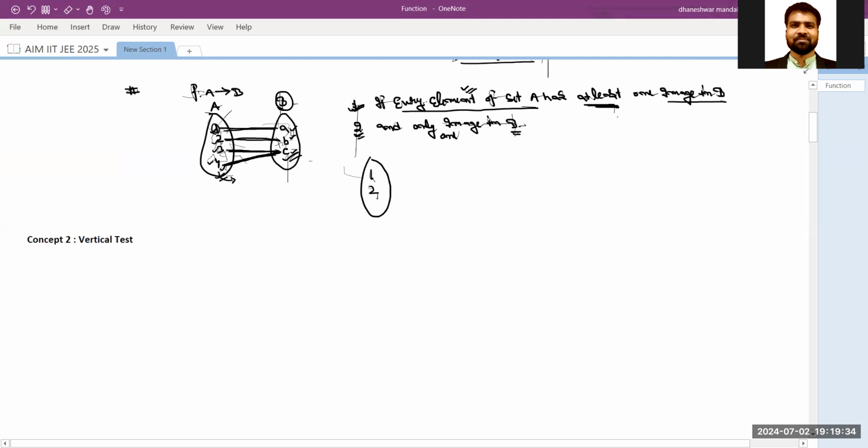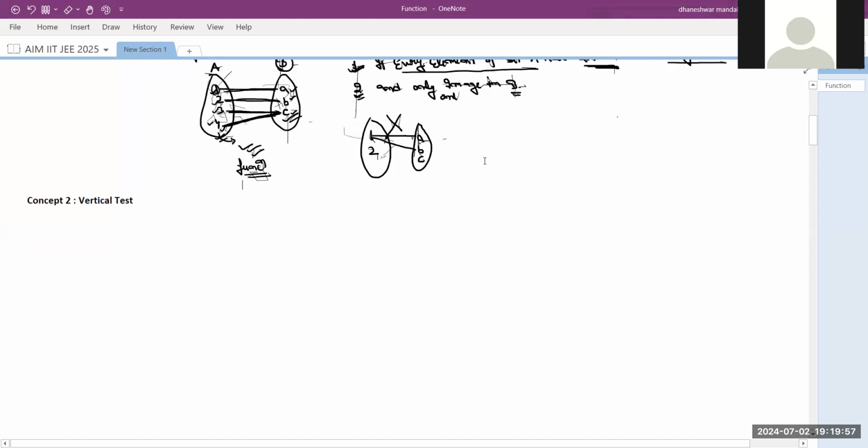If we have a case in this way, where we have A, B, and C, and 1 is connected with A, as well as 1 is connected with B, then this is not a function, but this is a function. Okay. Now it's clear? Yes, sir. Okay.